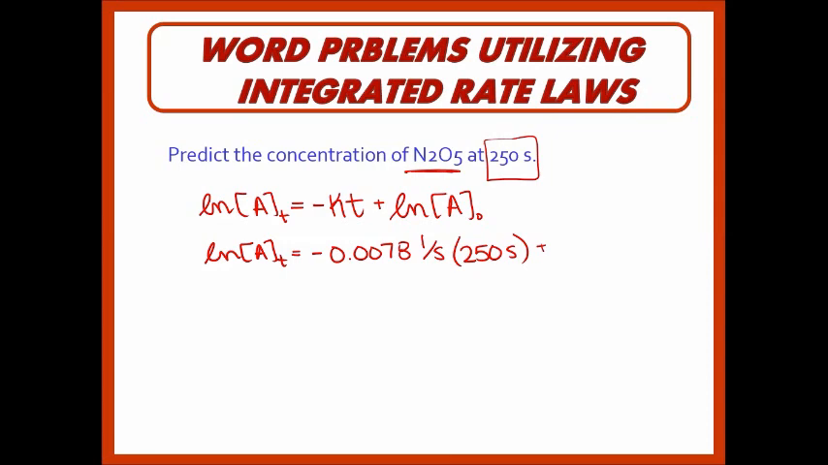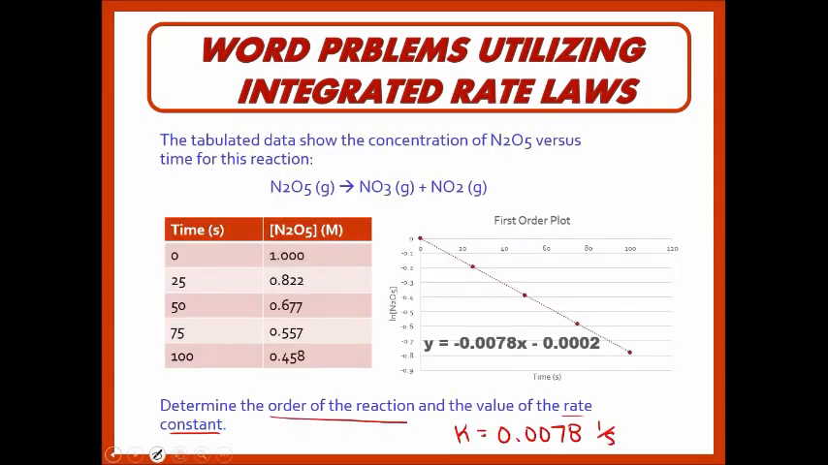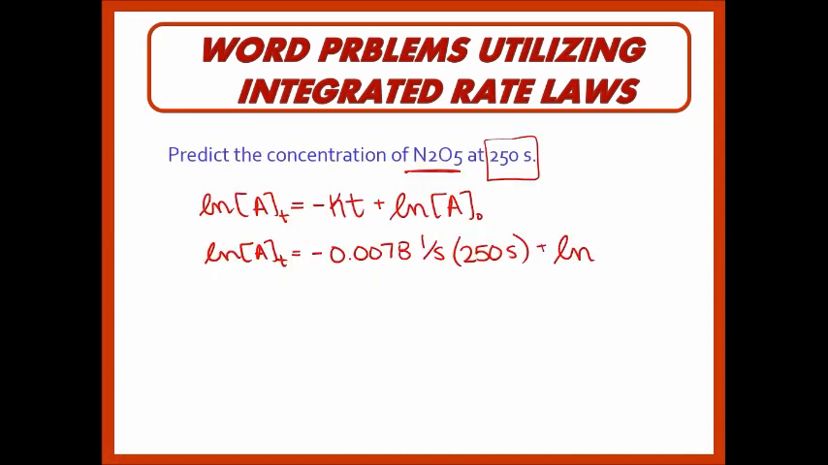Then we're going to add the natural logarithm of the initial concentration, and referring back to our chart, we can see that the initial concentration is 1.000 molarity. So that's the concentration at time 0 of the reaction. So we can say the natural logarithm of 1.000, and so we can actually slightly simplify this equation because the natural logarithm of 1 is actually equal to 0.